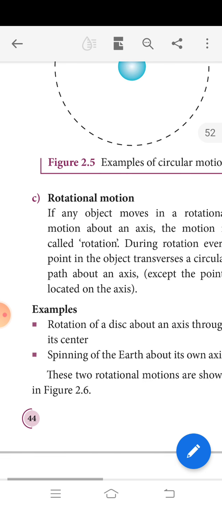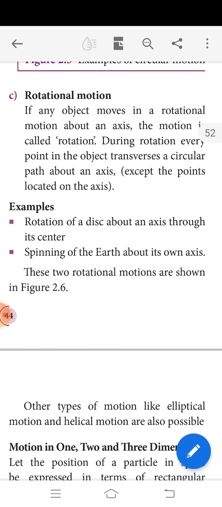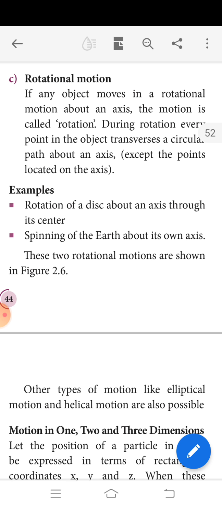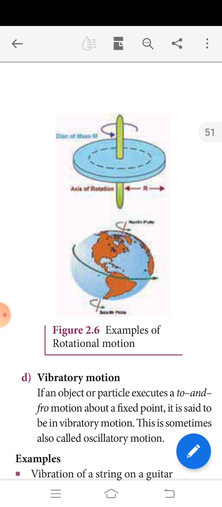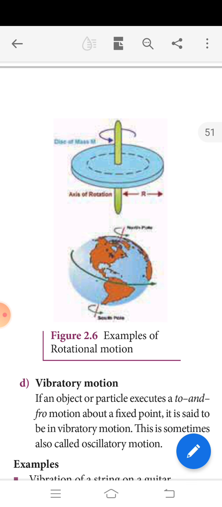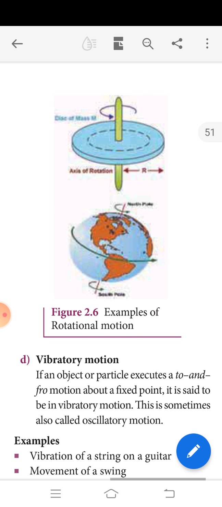And third, rotational motion. Rotational motion means if an object moves about an axis, the motion is called rotation. During rotation, every point in the object traverses a circular path about an axis. For example, the first one, rotation of a disk about an axis through its center. The second one, spinning of the earth about its axis. These are the two examples of rotational motion.